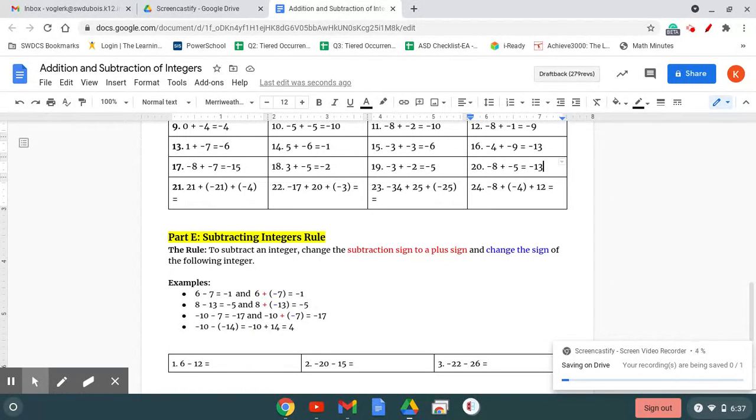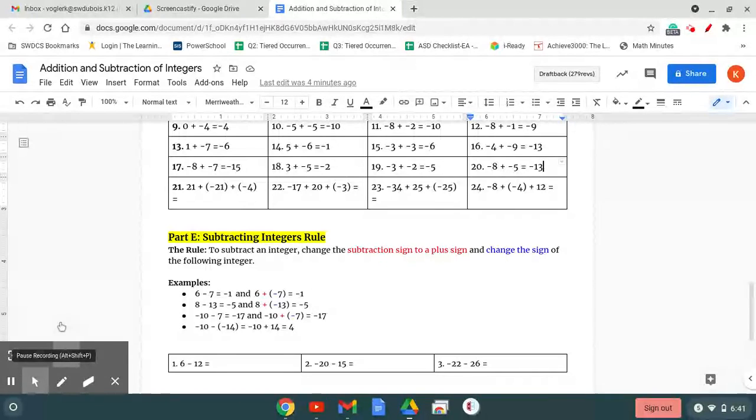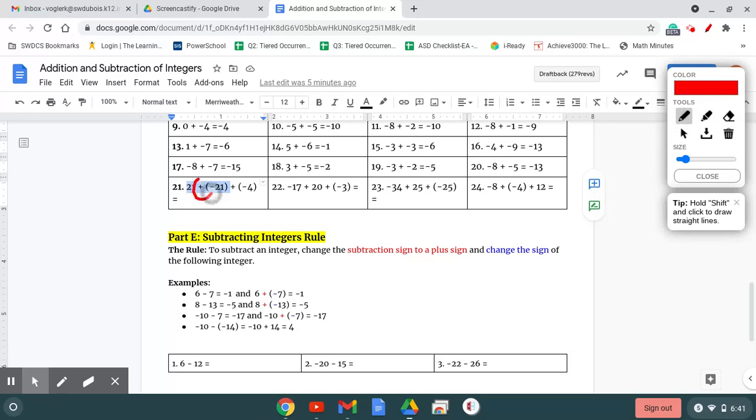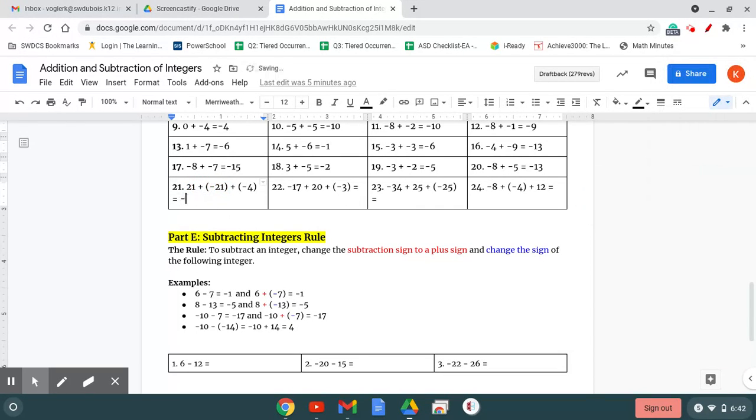So if we look at this, there's a common theme with each of these. We look at 21 plus negative 21. When we have a positive 21 and a negative 21, those actually equal 0. So then we will have 0 plus negative 4. And as we talked about before, anytime we have 0 plus a number, it's just that number. So the answer to this one would be negative 4. And each of these has something similar to that. So try to find the pattern and write your answers for 22 through 24.